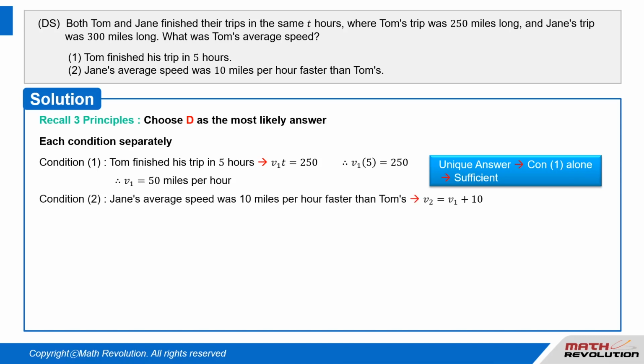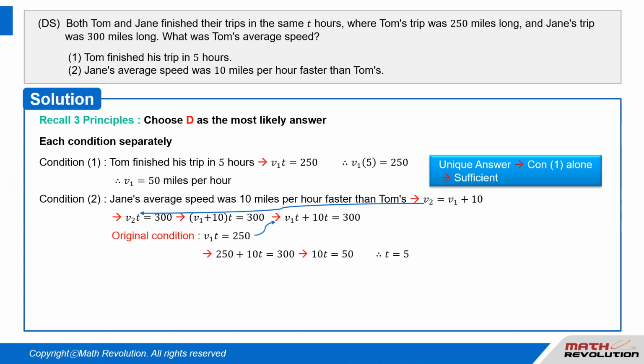Condition 2 tells us that Jane's average speed was 10 miles per hour faster than Tom's. That is, v2 equals v1 plus 10. Substituting this in the original condition, v2 times t equals 300, we get v1 plus 10 whole times t equals 300. Distributing t through the bracket gives us v1 times t plus 10 times t equals 300.